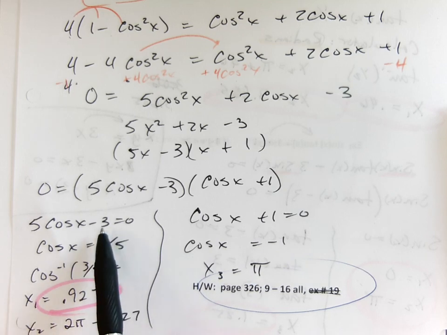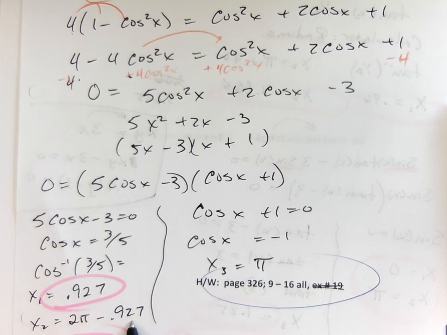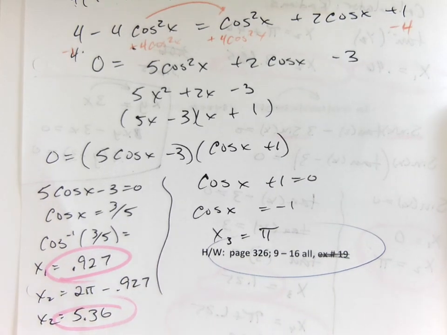And then I solved. Plus 3 divided by 5. Well, that's not on the unit circle, but I can use my calculator in radian mode. Cosine inverse 3/5 is 0.927. And then the reference angle is to take 2 pi and subtract my theta 1. And I wind up with my other angle, which is about 5.36.